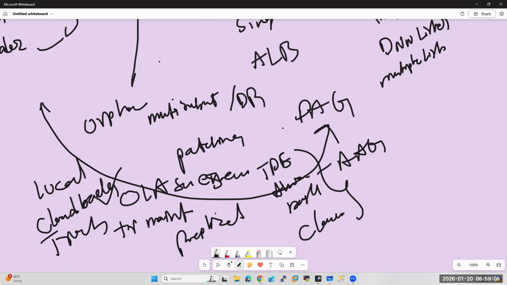Then I'm having almost 3 weeks of time. One week I need to spend completely on migrations. Two weeks I need to spend on performance tuning. And parallelly in the middle, I will take Azure SQL Database. There is a concept called Azure SQL Database.